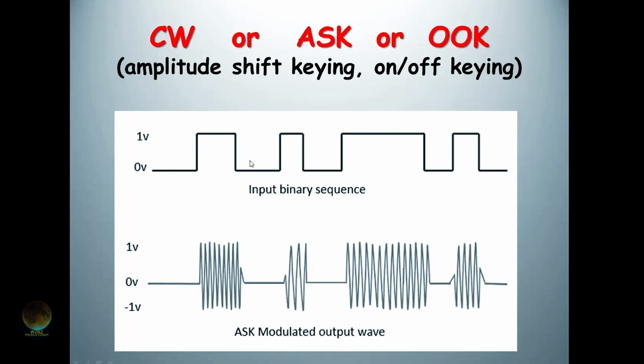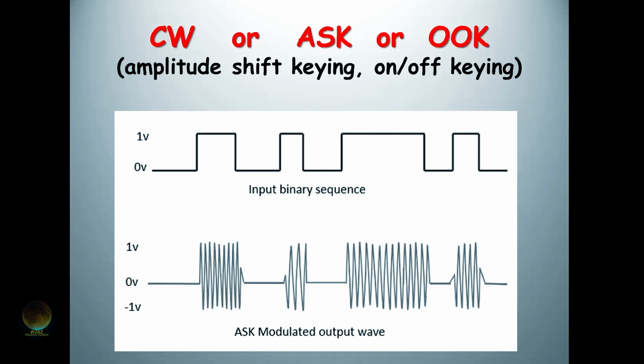With CW, now, what is CW? Continuous wave. Well, it's not, really. The more proper description might be amplitude shift keying, ASK. Or dig up an old handbook and it's called OOK. What is that? On-off keying. Well, that's exactly what it is, isn't it?